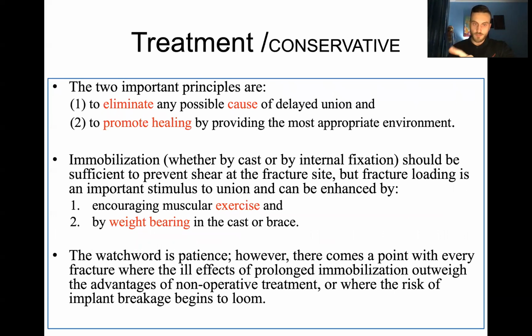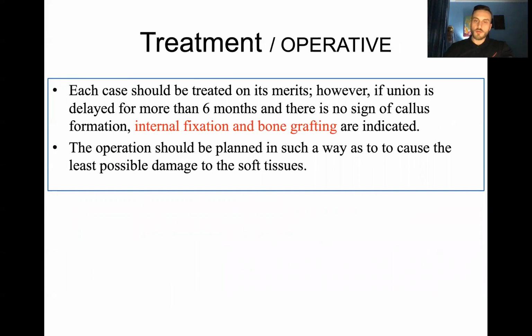For the treatment, there are two important principles: to eliminate any possible cause of delayed union. For example, if the patient is moving his limb too much, you have to fix it. And to promote healing by giving a more appropriate environment. So you have to immobilize, and you have to keep the muscles moving. How to immobilize and keep the muscle movement? Either you give a brace, or you go for internal fixation. You fix the fracture. The other option, after the conservative treatment, is to go for internal fixation plus bone grafting. So it's not enough to go for internal fixation only, you have to put bone graft. So we bring bone either from the iliac crest, or from anywhere in the body, we put it inside and we fix.